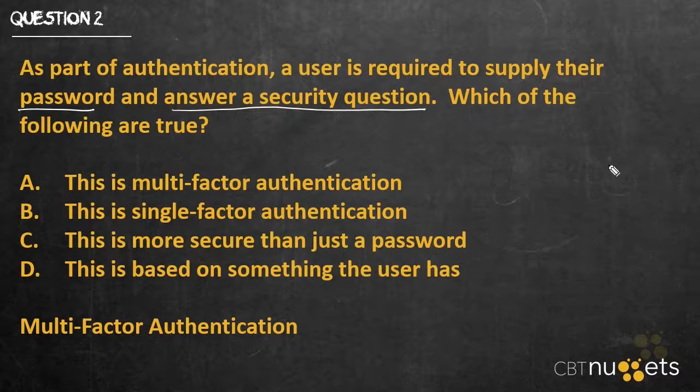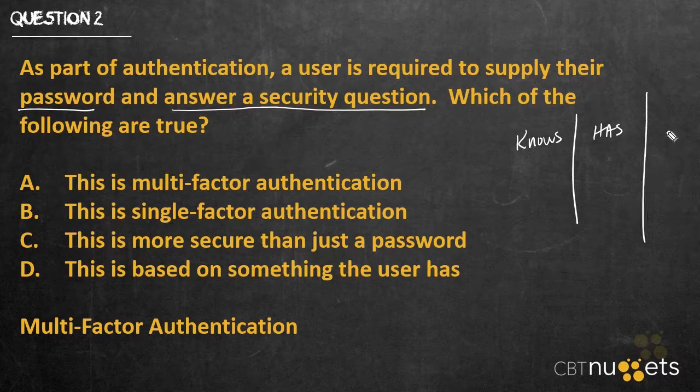All right, so the 3 factors we discussed in these videos for multi-factor authentication was, first of all, something that the user knows. And then as another category or another factor, something that the user has, like a bank card or a chip or a certificate. And then the last one was something that the user is, like biometrics.